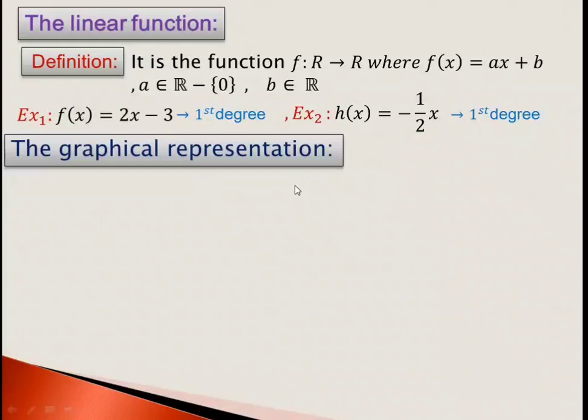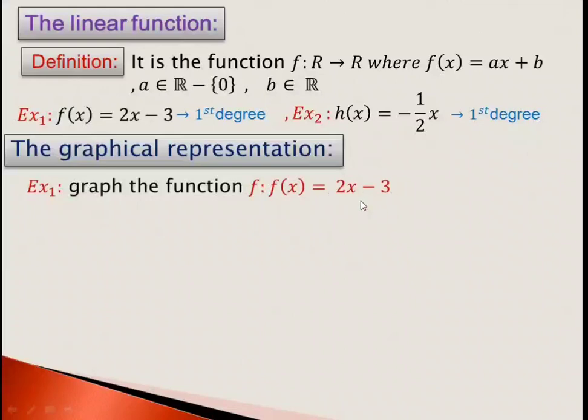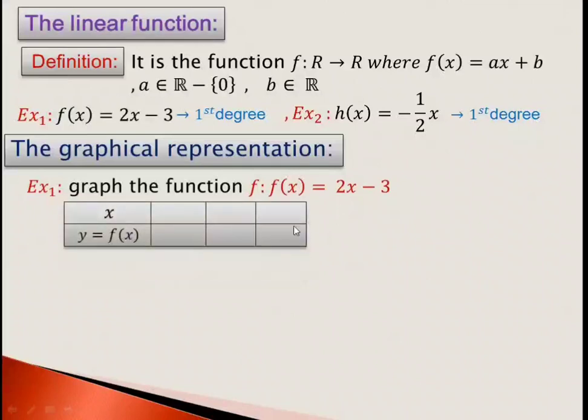The graphical representation of the linear function. Example, f of x equals 2x minus 3. This is a linear function, and the linear function can be represented by a straight line. But at first, we need to make a table which contains some elements belonging to the domain and the elements belonging to the codomain. We can put any elements belonging to the domain. The domain is the set of real numbers. We can put any real numbers belonging to the domain, say 0, 1, and 2.